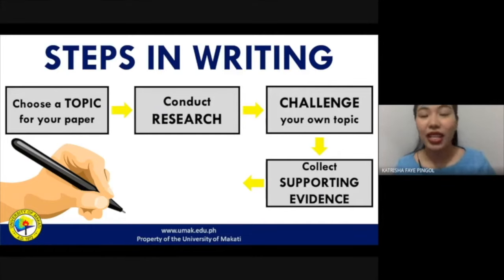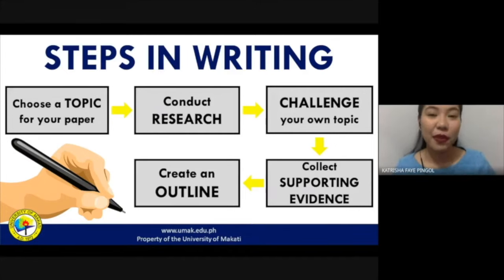After which, it's best that you now collect supporting evidence, evidence that would support your stand and your viewpoint. The last step, of course, in writing a position paper is creating an outline. Like what we have mentioned in our earlier discussions about reading and writing, it is always essential that we create an outline before even writing our final draft or even our first draft.